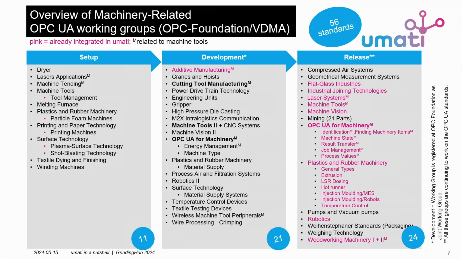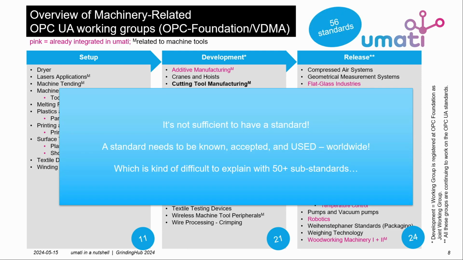There are lots of standards for different branches, for different types of machines. Here you can see the list. It's over 50 standards in total. Some of them are in development, some of them are already released, but they are also being continuously updated.